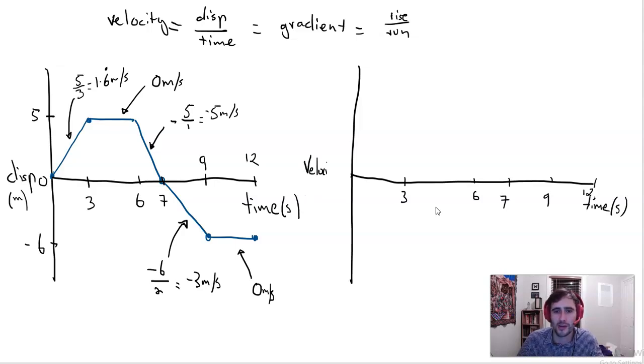Velocity in meters per second. Okay, so we've got our origin. All right, so to label our velocity, we really need to know what's our max and what's our lowest. So just eyeballing it, we've got 1.6 meters over here. That looks like the highest positive value that we have.